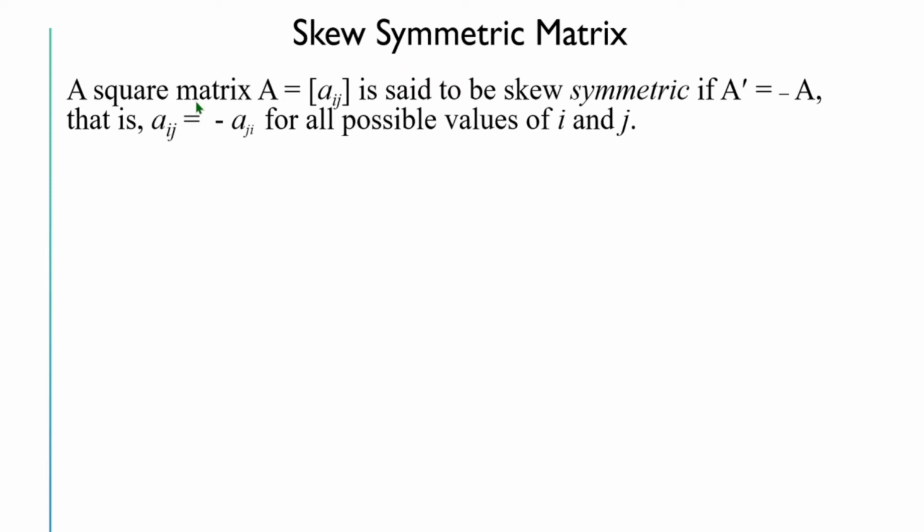A square matrix A equal to Aij is said to be skew symmetric if A transpose is equal to minus A. That is, Aij is equal to minus Aji for all possible values of i and j. When we take the diagonal elements of a square matrix, we have already seen that for the diagonal elements i is equal to j. So which means we have Aii equal to minus Aii. So which means 2Aii equal to 0, or Aii is equal to 0.